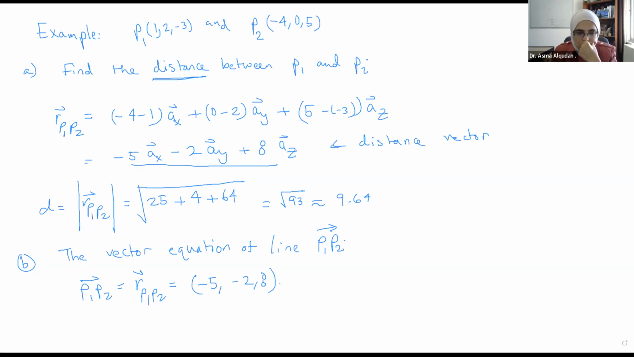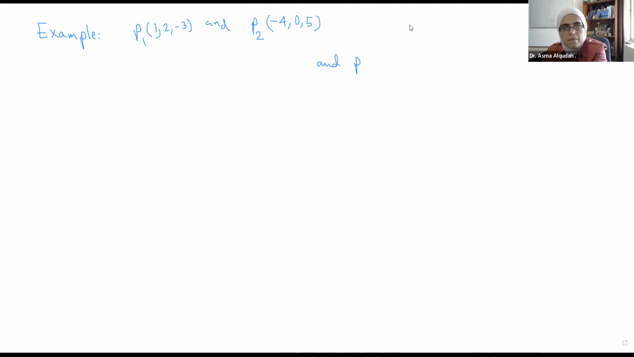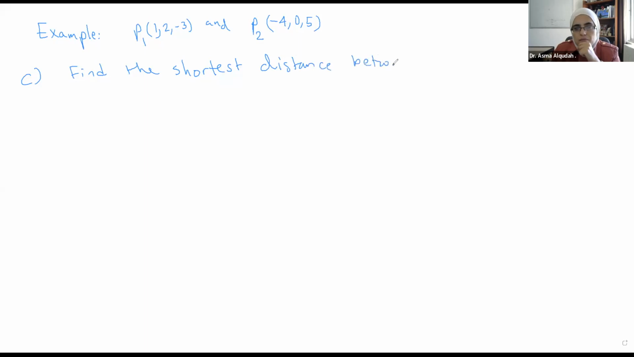Okay, part C, find the shortest distance between the line and point P3, which is given by 7, minus 1, 2.